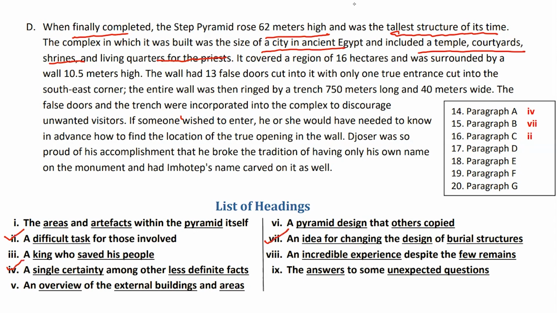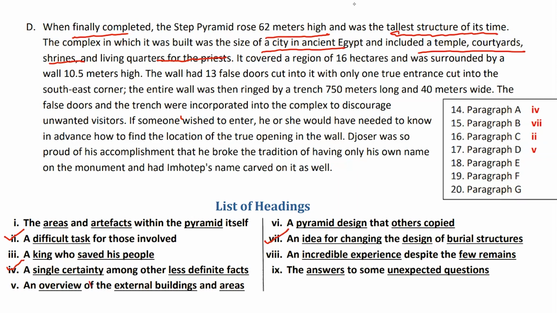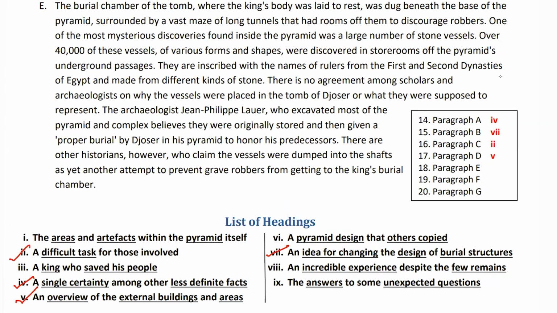A pyramid design copied, no, and incredible action despite, no. The answers to, no. So the answer has to be 5. And let us do this. So let us read the first 3 lines, and then if we don't get the answer, we'll read the last 3 lines. So the burial chamber of the tomb.